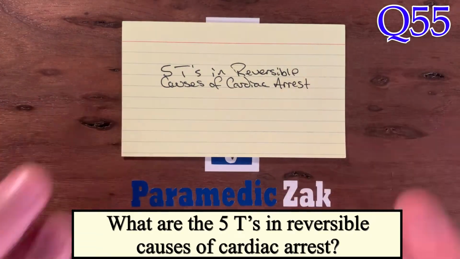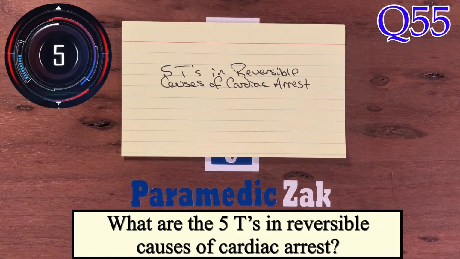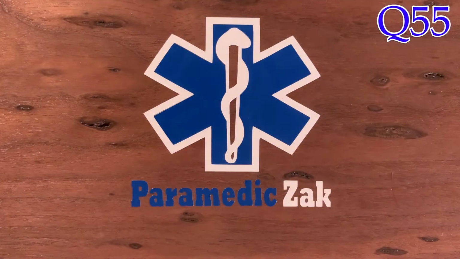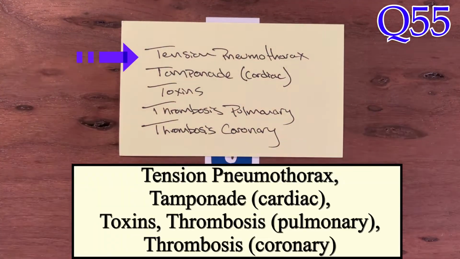Question 55. What are the 5 T's in reversible causes of cardiac arrest? Alright guys, so your first T is going to be a tension pneumothorax. Your second T is going to be tamponade, i.e. cardiac tamponade. Your third T is going to be toxins. Your fourth T is going to be thrombosis of the lungs, i.e. a pulmonary thrombosis. And your fifth T is going to be a thrombosis of the heart, i.e. a coronary thrombosis. These 5 T's in conjunction with the 5 H's are going to be used to determine a possible cause of cardiac arrest.